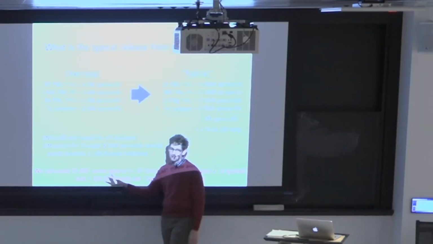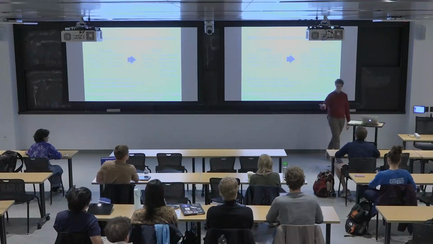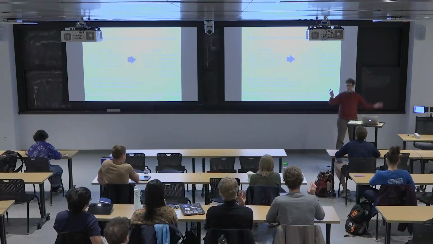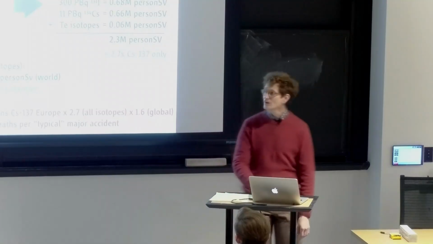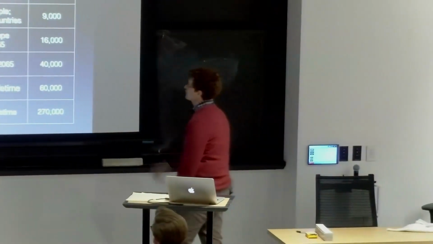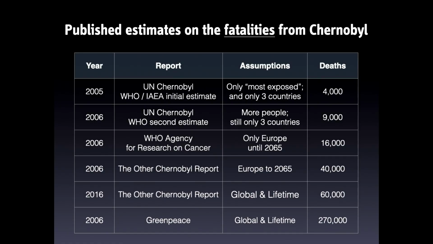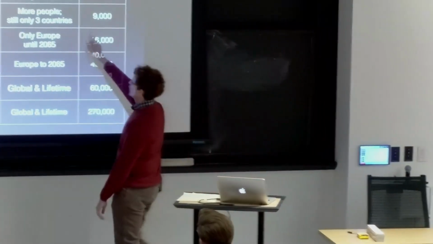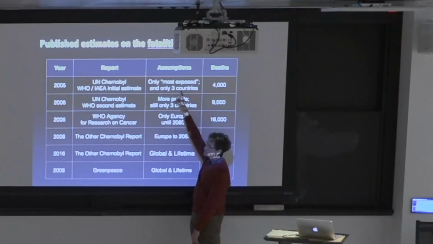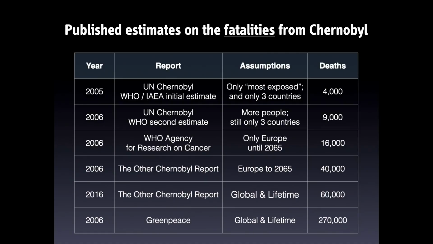Because how many people have heard 4,000 people died from Chernobyl? Yeah, okay. Where did that come from? So here are the published estimates: 4,000 deaths, 9,000 deaths, 16,000 deaths, 40,000 deaths, 60,000 deaths, 270,000 deaths. But you have to look at what is being assumed. Only the most exposed cohort of people, and only in 3 countries. Same people, this is where the 4,000 deaths come from.